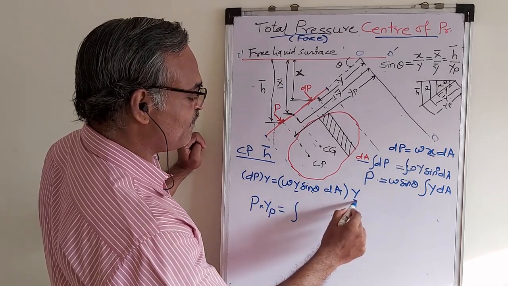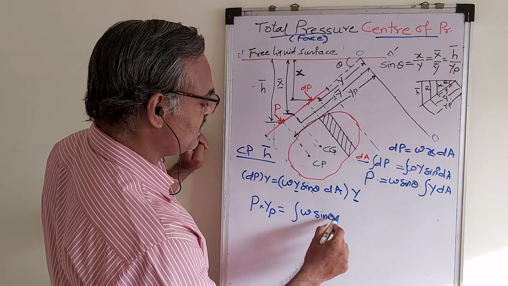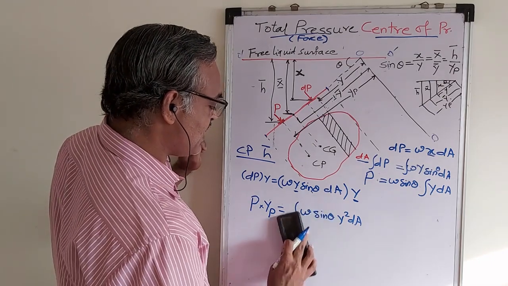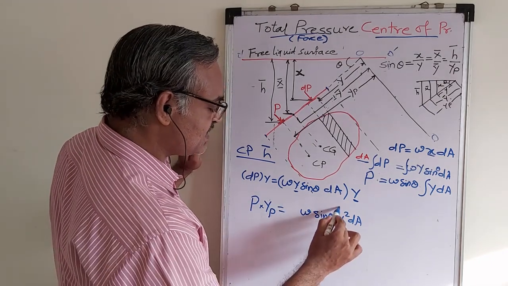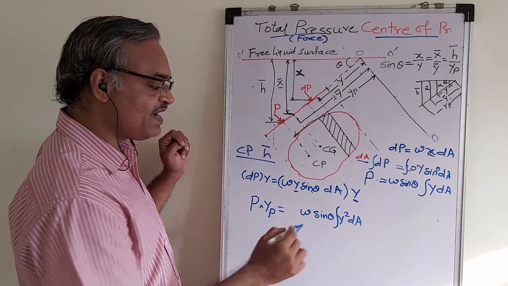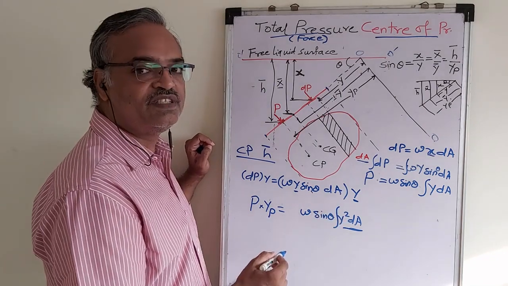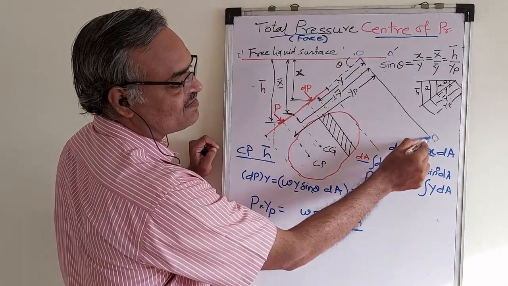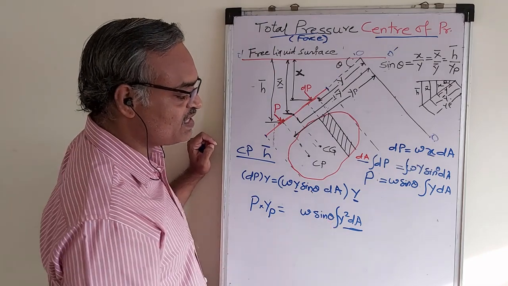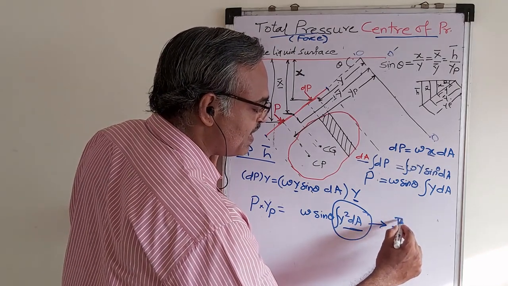So you can see here y and y becomes y square. So integration of w sin theta y square dA. This w sin theta is constant, that's why I will bring it out of the integration sign. And so it becomes P into yp is equal to w sin theta integral of y square dA, as we assumed last time. This is the second moment of area, which is nothing but the moment of inertia at this axis, because yp, the perpendicular distance, is with reference to this axis. So we can replace this y square dA by IOO.